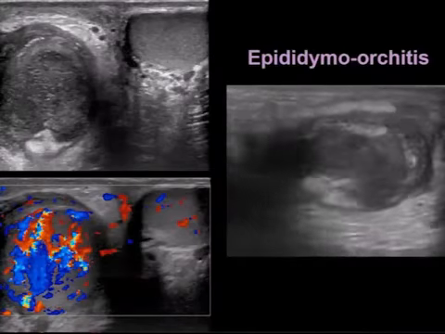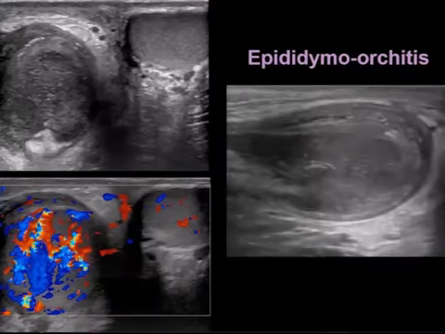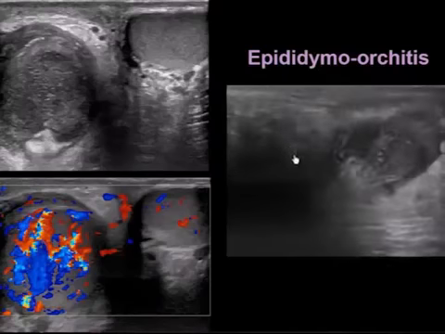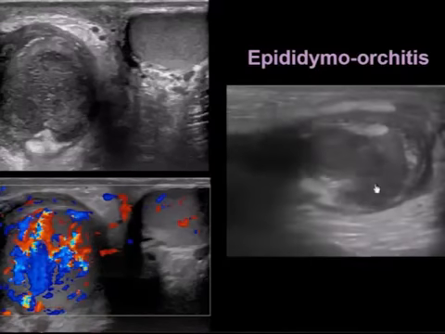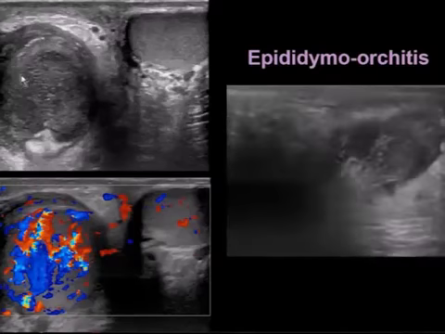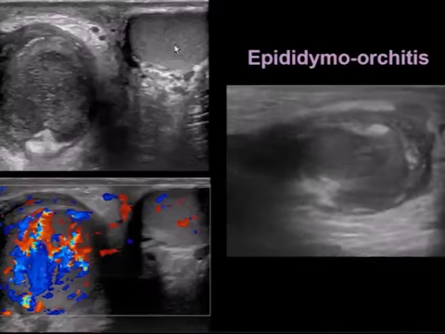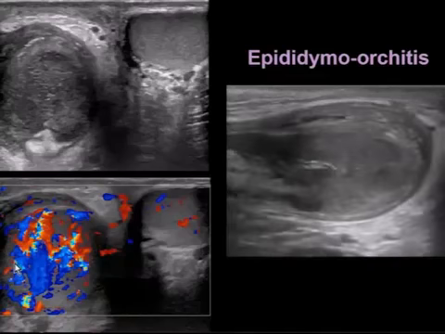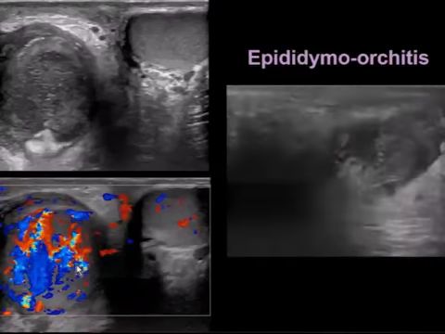So here's a patient with epididymo-orchitis. You can see that there's marked thickening of the epididymis. You can also see altered echogenicity in the right testicle on the clip, as well as here on transverse view compared to the left, and marked increased blood flow inside the right testicle.